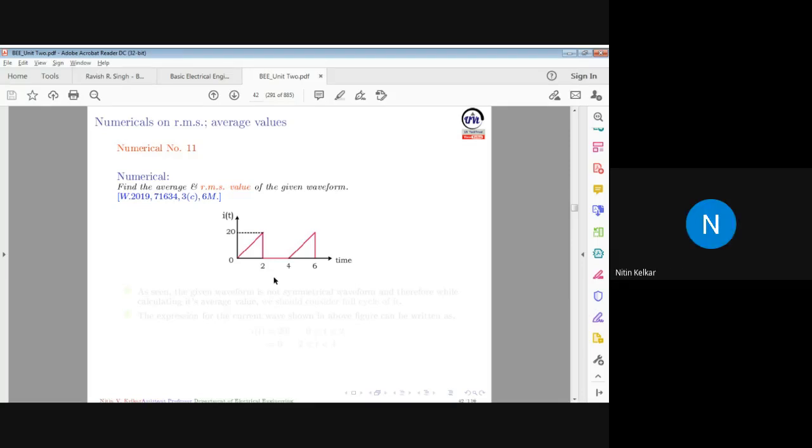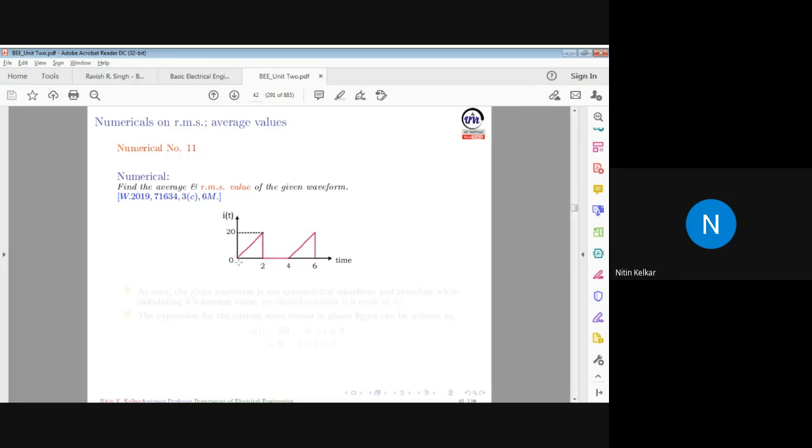So even though the time required to complete one cycle by the current is 0 to 4 seconds, still between 0 to 2, the current is having a different type of waveform, and from 2 to 4, the current is having another type of waveform. That means from 0 to 2, the current is gradually increasing up to 20 ampere, and from 2 to 4, the current is having a 0 value. So first of all, we need to write down the equation for this line between the limits 0 to 2.